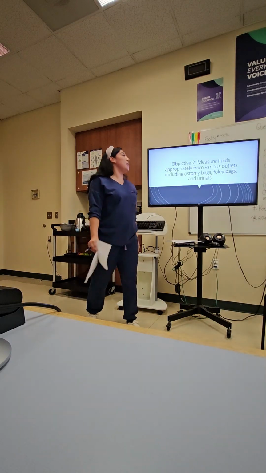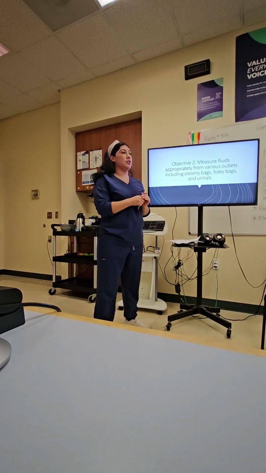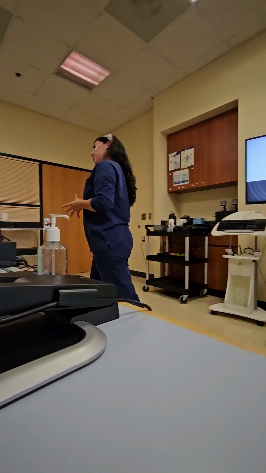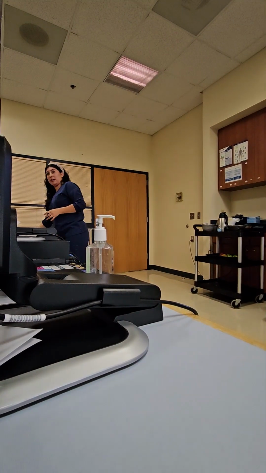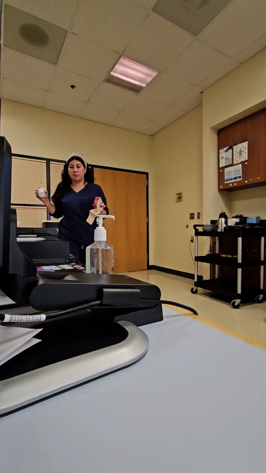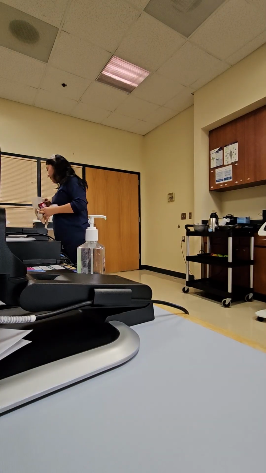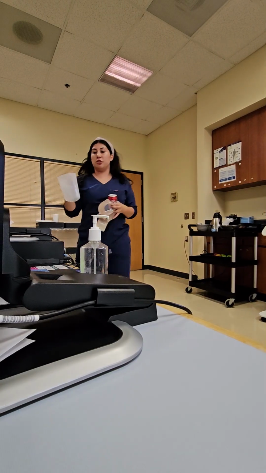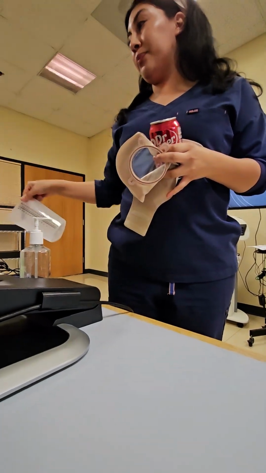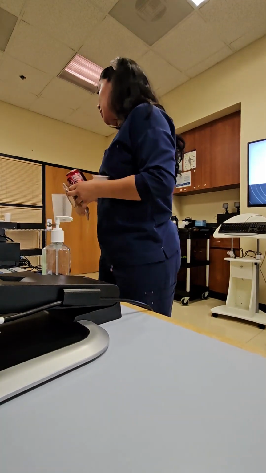Okay, objective 2. Measure your fluids appropriately from various outlets including ostomy bags, Foley bags, and urinals. So I brought Foley bags and urinals and also an ostomy bag so that you guys can measure your own fluids. What I'm going to have you guys do is open these juices, place them into the bag, into the Foley and into the ostomy, and then measure them into your graduated cylinder.